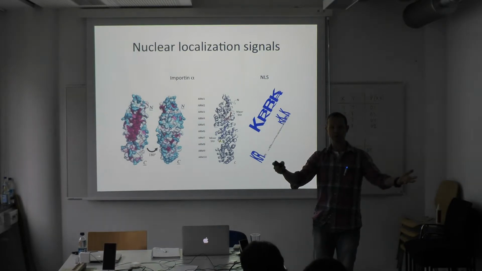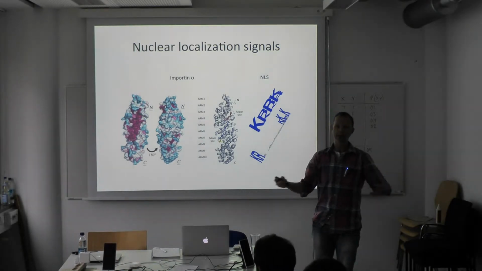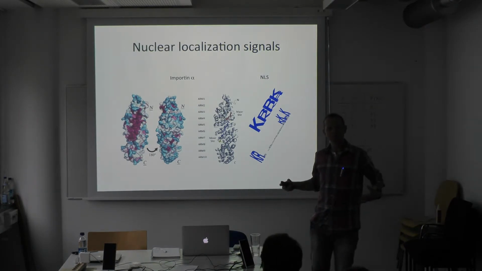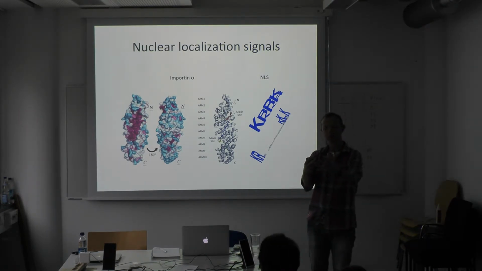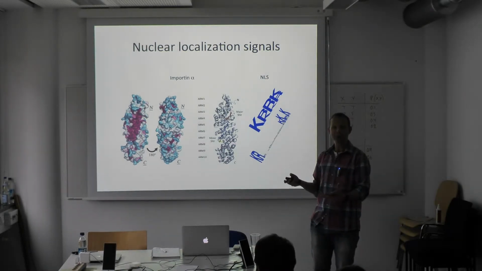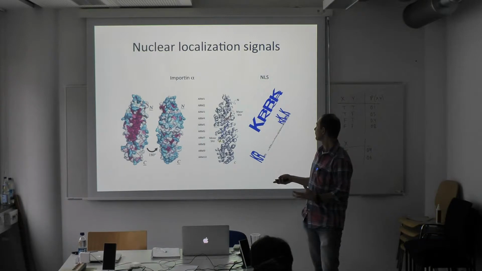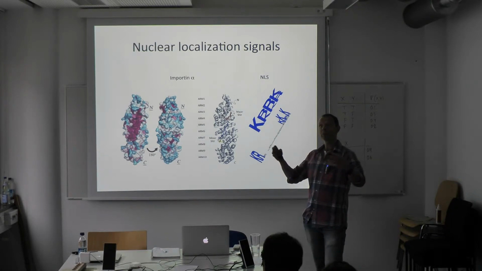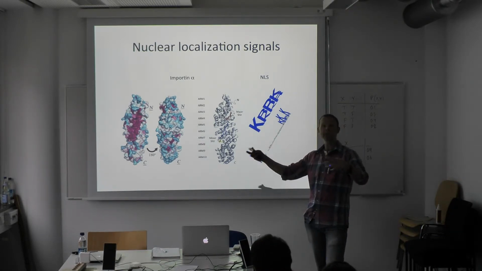And there is a range of different cargos. Okay, so anything that needs to go into the nucleus should somehow be translocated into the nucleus, and this is the most frequent way, as we know, for that to happen. Importin alpha will thus be able to, or should be able to, interact with many different proteins.